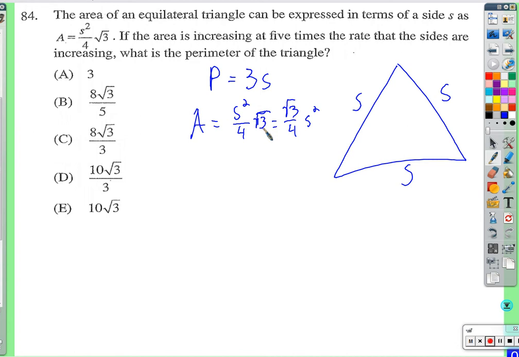So it says if the area, this guy right here, is increasing at 5 times the rate that the sides are increasing, what is the perimeter of the triangle? So it's relating the rate of change of area and the rate of change of the side lengths. So we should probably take the derivative of that function that has area and side length in the same thing. So we'll use this and that. So dA dt equals, let's see, root 3 over 2 times S dS. Gotta use that chain rule.